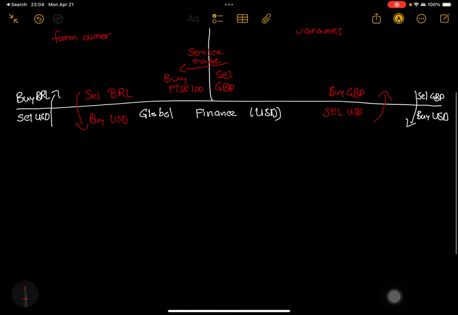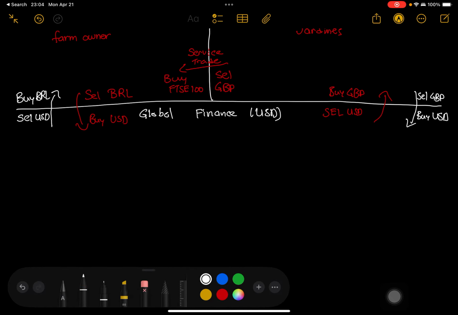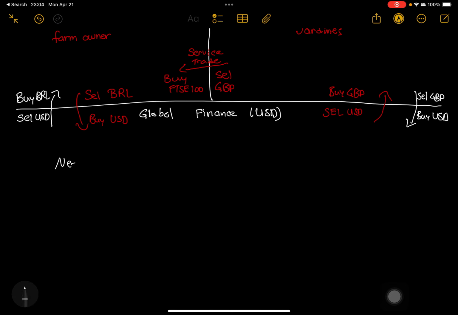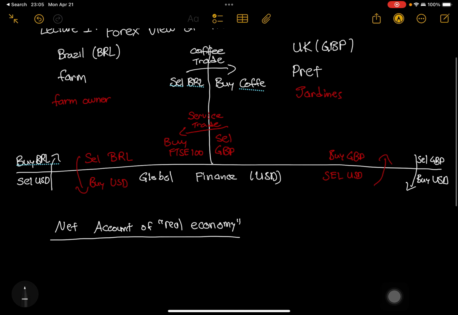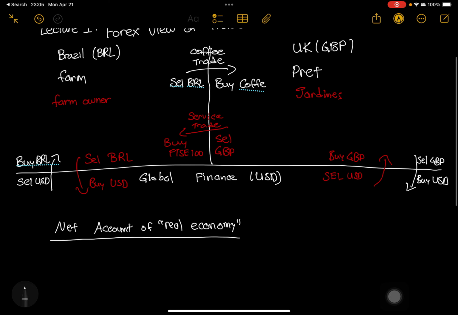So let's compare these two and consider the net account of the real economy for each of these trades. And by real economy, I will refer to, in the case of the white trade, the goods trade, the Pret and the farm. So what is the net change in their positions together?